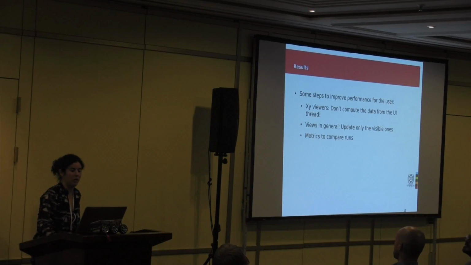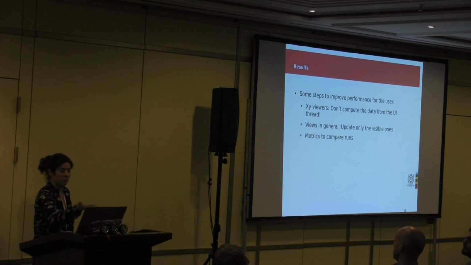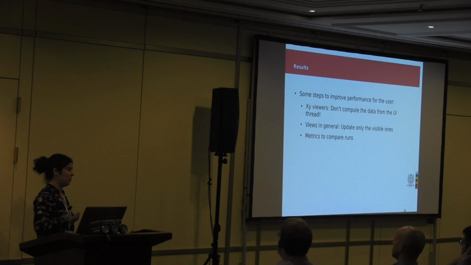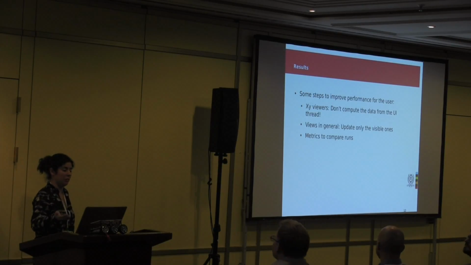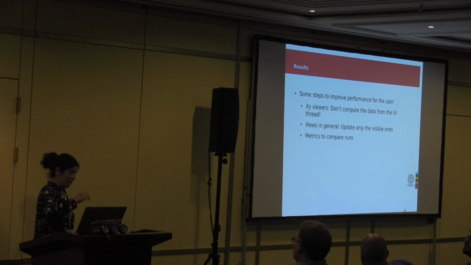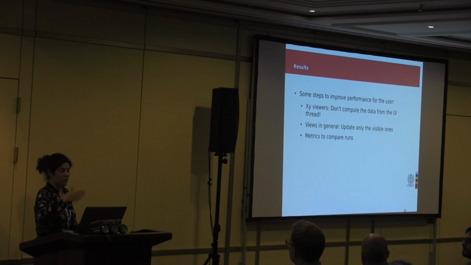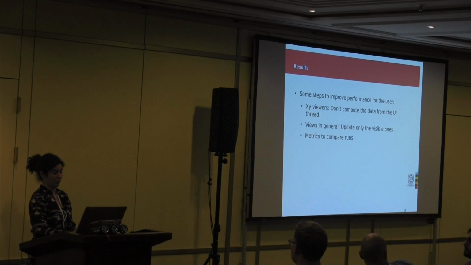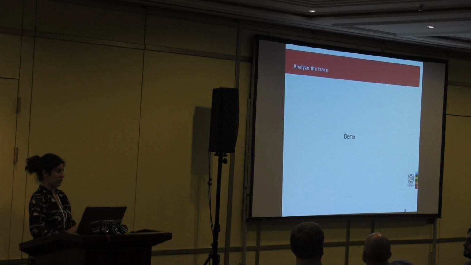So yeah, in conclusion, we have some steps to improve the performance for the user. As I showed, the XY viewer should compute the data in the wide thread, and the views in general should only update the visible ones. But most importantly, with this work, we actually have some metrics to compare runs. We run the visibility bot that will do the same user events on different traces, then we can try with different patch sets, and we can compare the results. So we can know exactly how it improves. I don't think I have time for the demo.